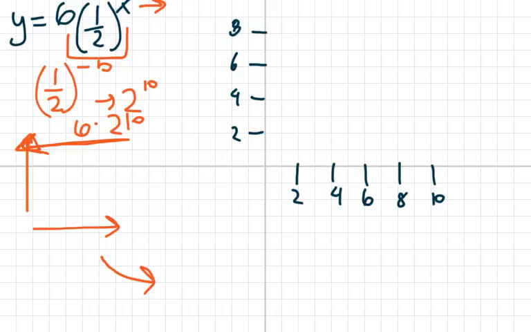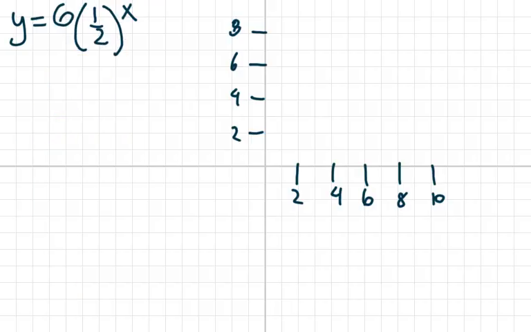So the shape of this graph is going to look something like this. Now we can see again that this value will never actually reach a negative number. It will always stay positive. And let's see what our initial value is when x equals 0. If x equals 0, that gives us y equals 6 times 1/2 to the 0, which is 1. So y equals 6. That's our initial value of this function.